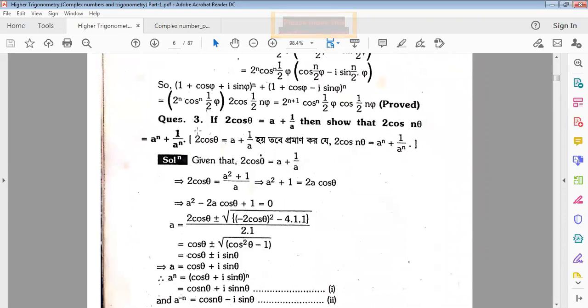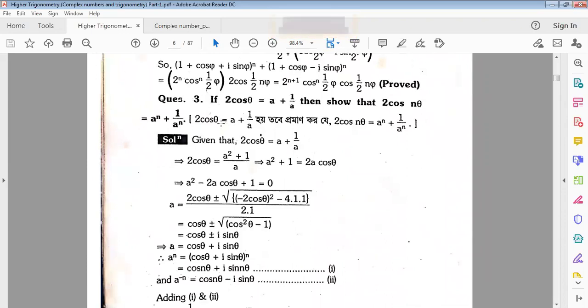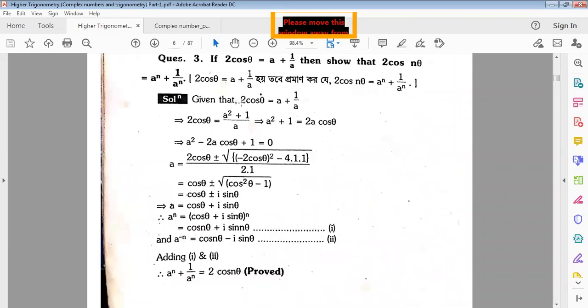Now, question number 3. Application of de Moivre's theorem. If 2 cos theta equals a plus 1 by a, then show that 2 cos n theta equals a to the power n plus 1 by a to the power n. We are given this condition: 2 cos theta equals a plus 1 by a. Taking LCM a, we get a square plus 1 divided by a. Then after cross multiplication, a square plus 1 equals twice a cos theta. Now a square minus twice a cos theta plus 1 equals 0.